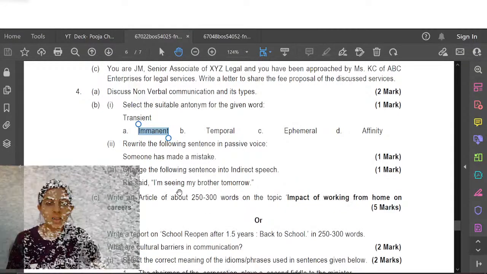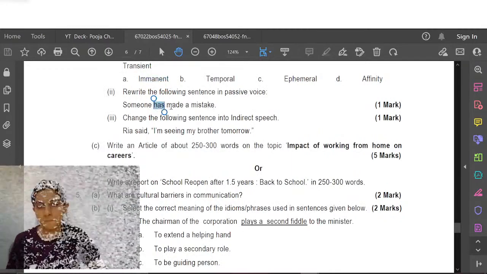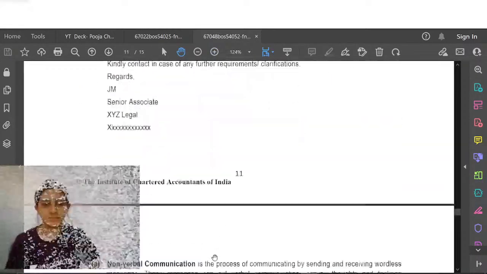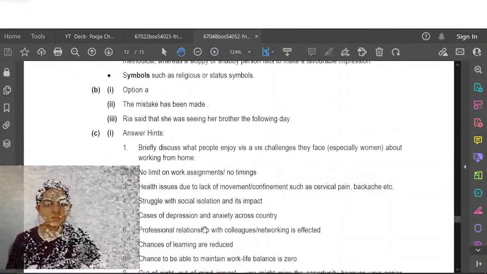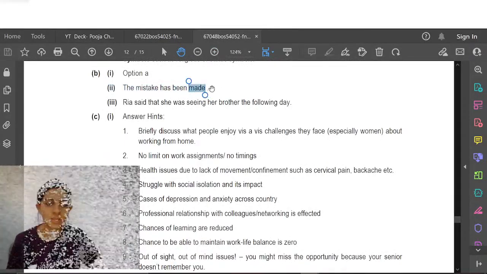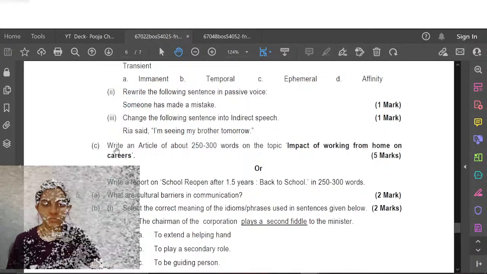Someone has made a mistake. A mistake has been made by someone. Do not forget that: has been made by someone. The mistake has been made. So they have kept "by someone" silent. Do not keep it silent. Write down "by someone" because they have given you someone.